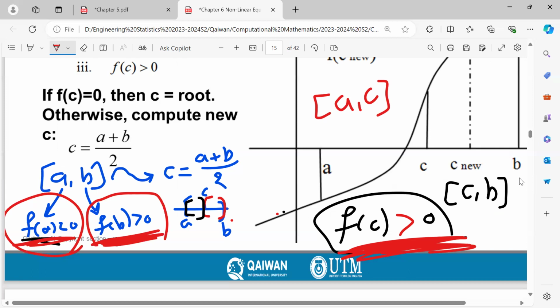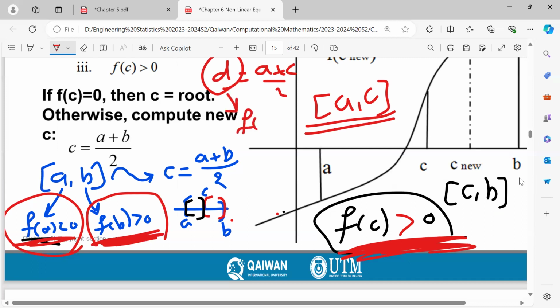Then again, in the next step, we work on this interval. We find its midpoint. Let's say D is A plus C over 2. Now we find the sign of f of D. If f of D is less than 0, D is between them, and we take it with one of these two endpoints to be the new interval. Which one? The one which has a positive sign in the function. That's it. We'll repeat it.